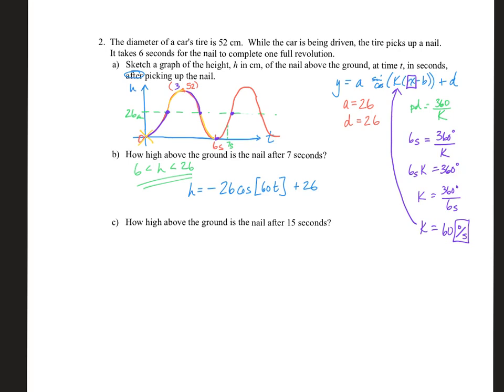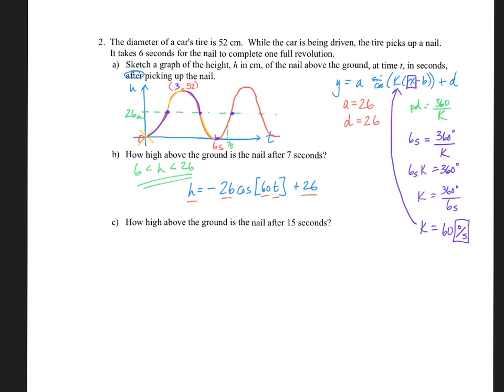So make a couple key notes. You have the proper variables in there, h and t. We've now determined a good starting point. We've stretched it to have the proper amplitude. We have stretched it to have the proper period. And we have shifted it up to have the proper middle. There's the equation to your graph.